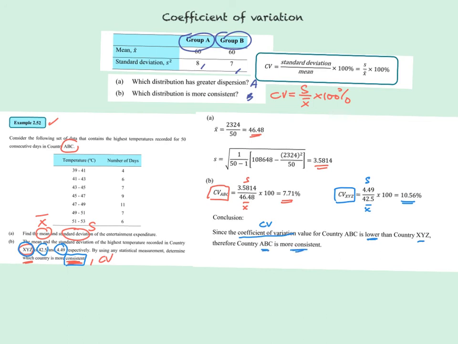If the question wants to know which one has greater dispersion, then in this case, if the value of the coefficient of variation is larger, it is more dispersed.